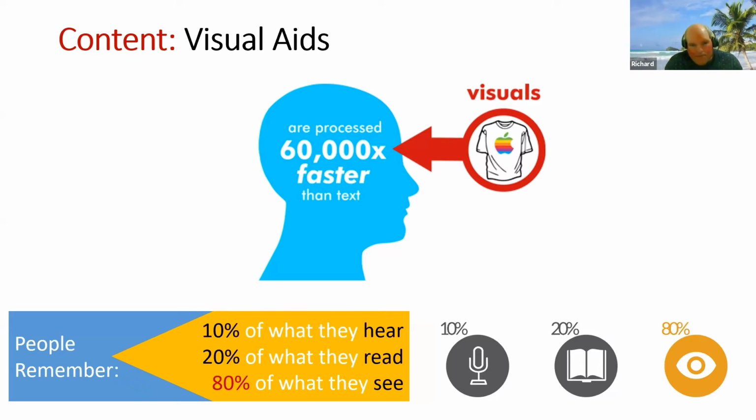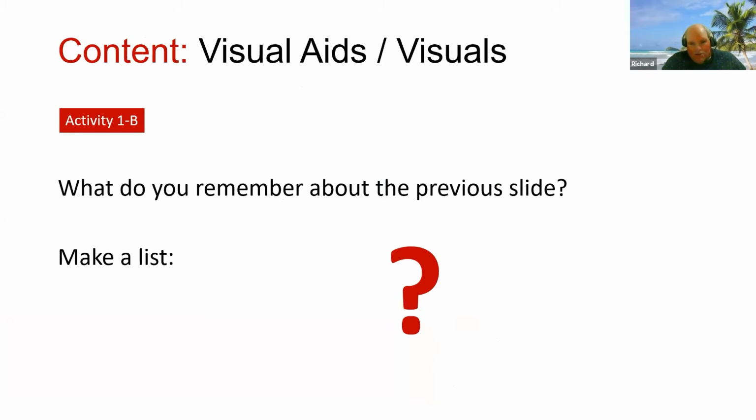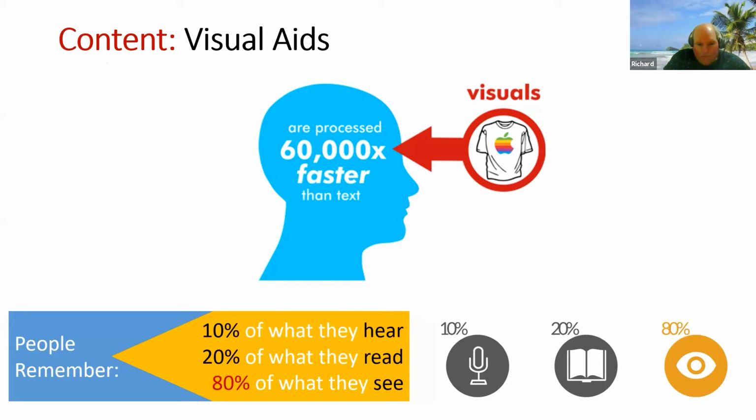So the key point here, and this is very interesting, it says here that really people remember 10% of what they hear, basically 10% of what you're talking about, 20% of what they're reading on the PowerPoint, but obviously 80% of what they see on your PowerPoint slide. Therefore, it's very important that your slide matches what you're saying. So it's a communication tool. It helps to clarify what you're saying, and therefore helps the communication process.